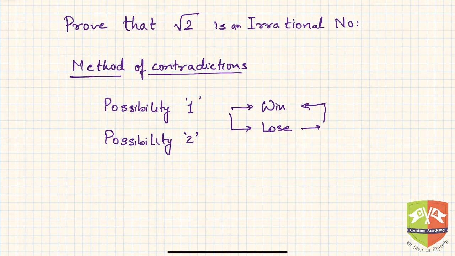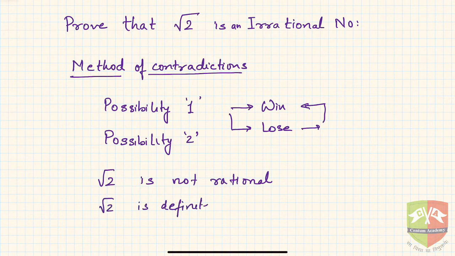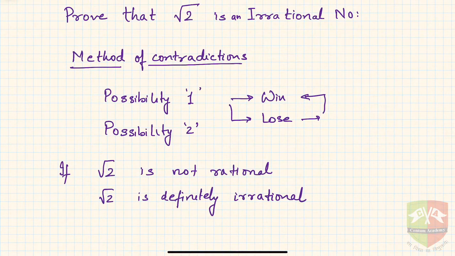So hence what we say is, if root 2 is not rational, then root 2 is definitely irrational. We will use this philosophy. So instead of proving that root 2 is an irrational number, we can go this way: prove that root 2 is not rational, and hence we can conclude that root 2 is irrational.